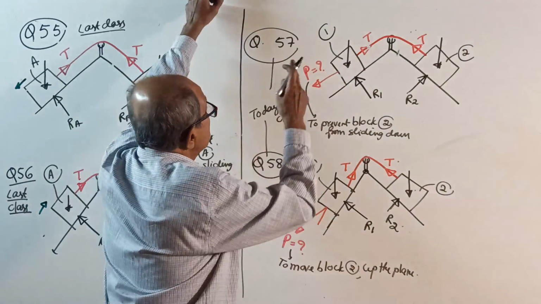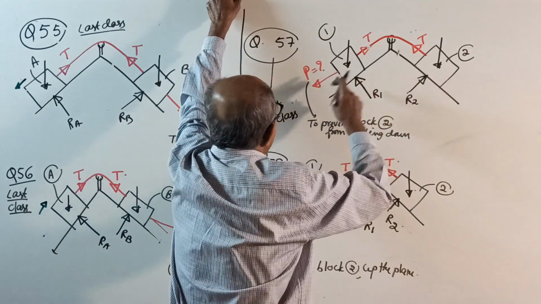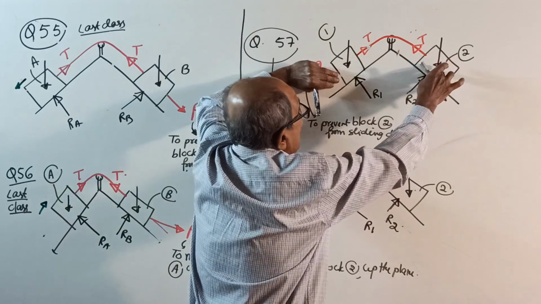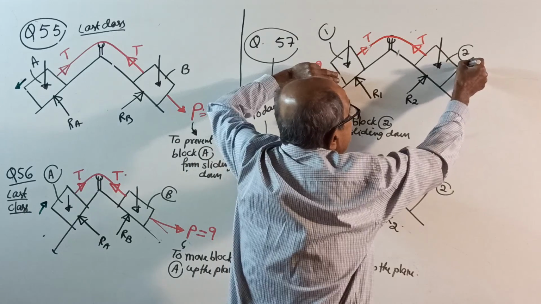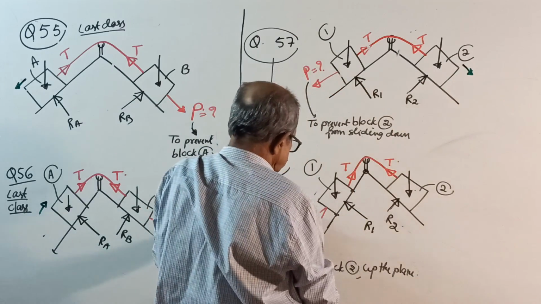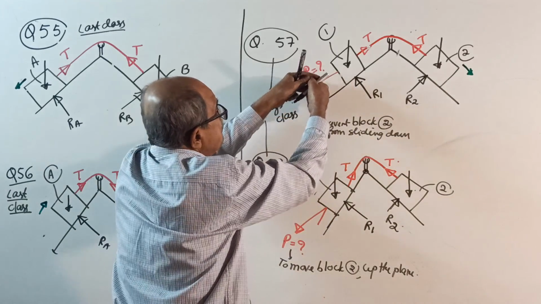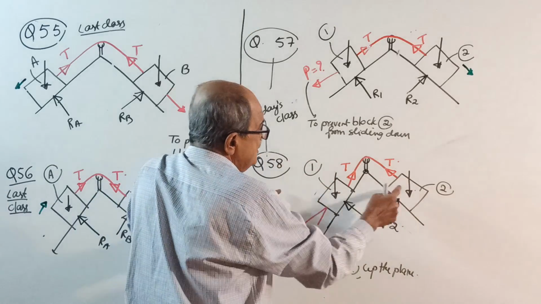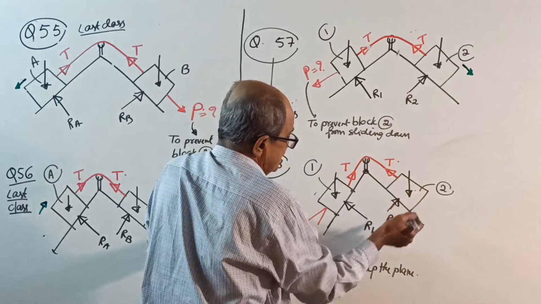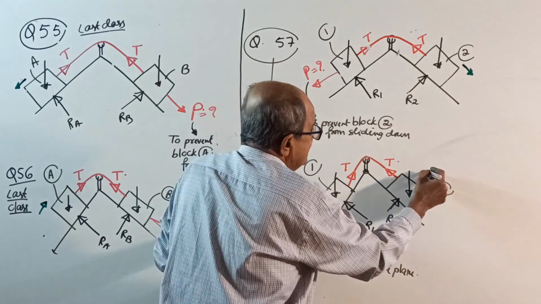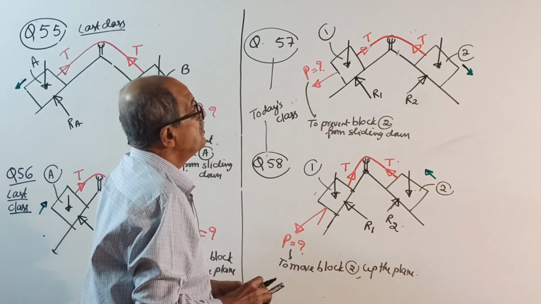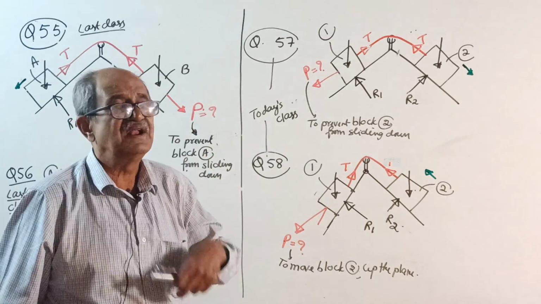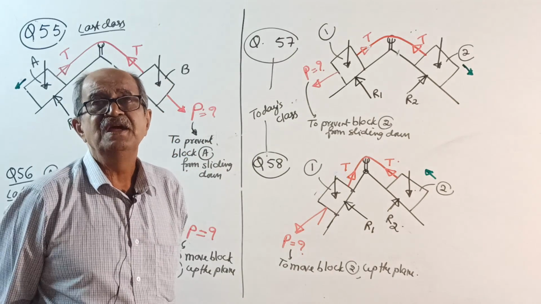Today's class 2 questions, force applied here. One question is P to prevent block 2 from sliding down. So if you remove P, block 2 will slide down. So its tendency is to go down. Second question: one particular P, you can prevent it from sliding. But if you increase the P further, it will slowly start moving up. So second question, to move block 2 up the plane, tendency is like this, going up. Remember, friction is always in the opposite direction in which the body tends to move.